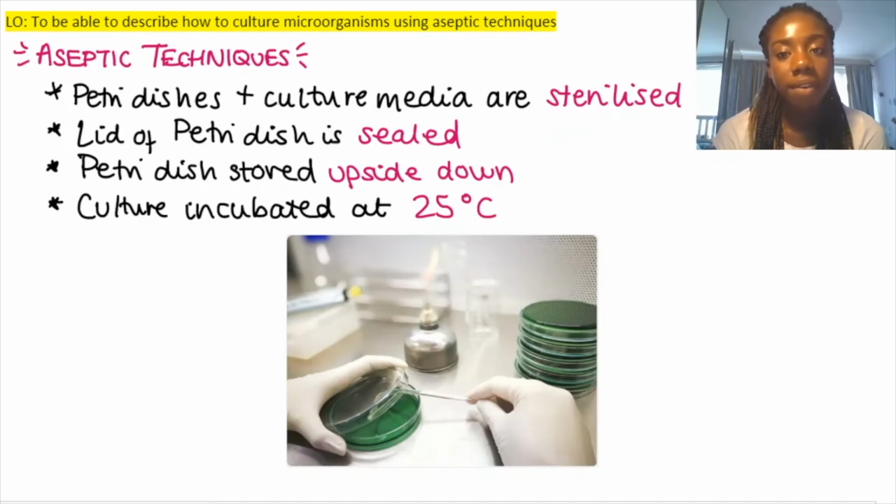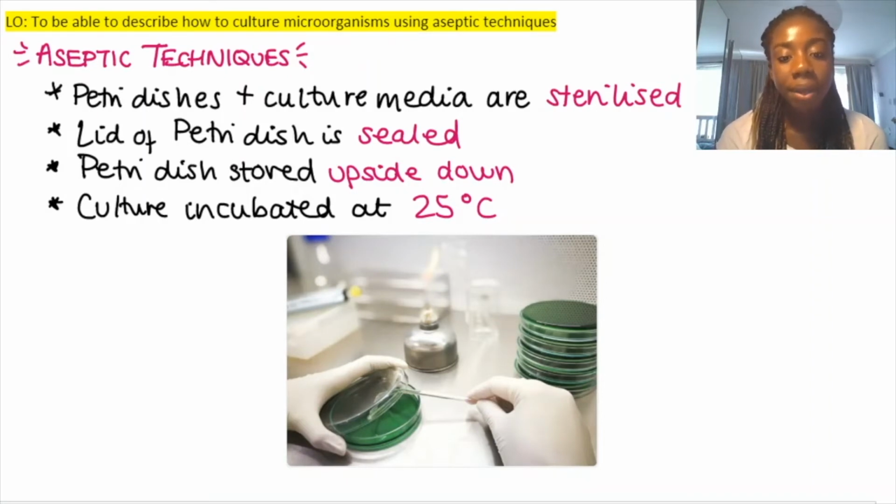Now we're going to move on to the aseptic techniques that we use to culture microorganisms in order to prevent contamination. So the first one is that petri dishes and all of our culture media, so that includes things like our inoculating loop and the head or the neck of any bottles that we use, they're all sterilized. And this prevents introducing other foreign bacteria into our sample.